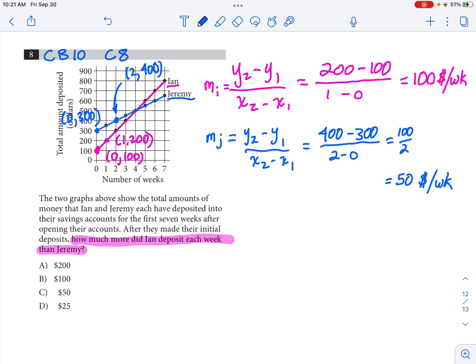And again, the problem asks us, how much more did Ian deposit each week than Jeremy? So Ian's at $100 per week minus Jeremy's at $50 per week. And so that difference is $50. And we're going to answer C.